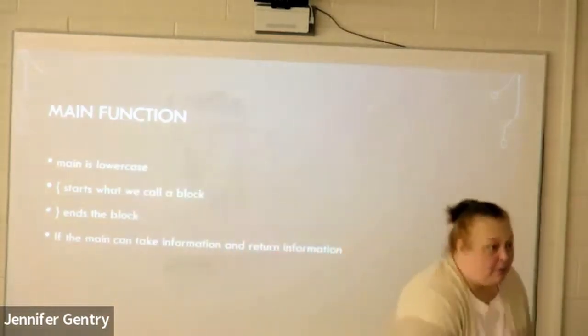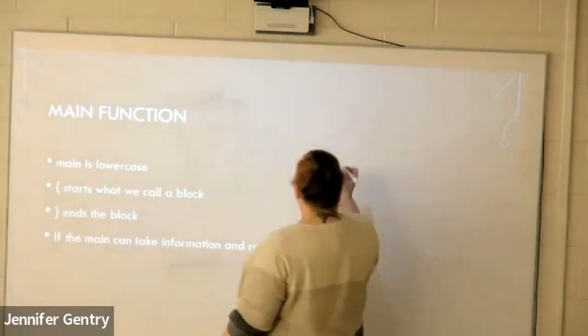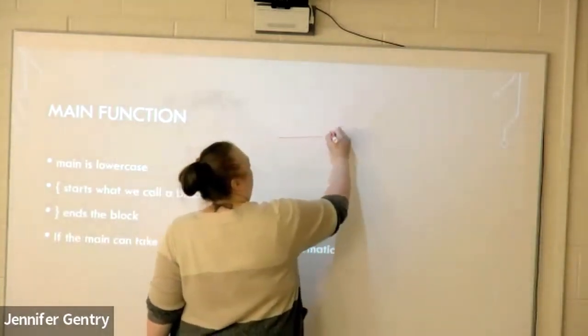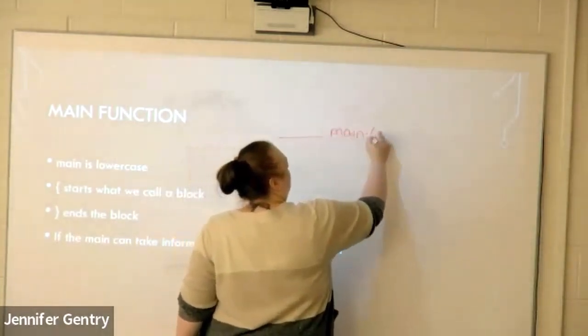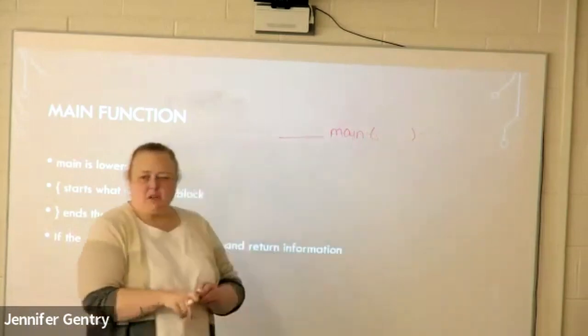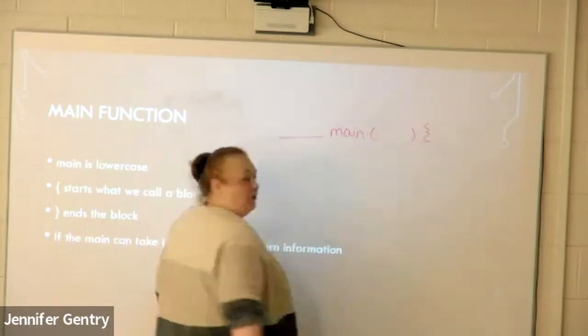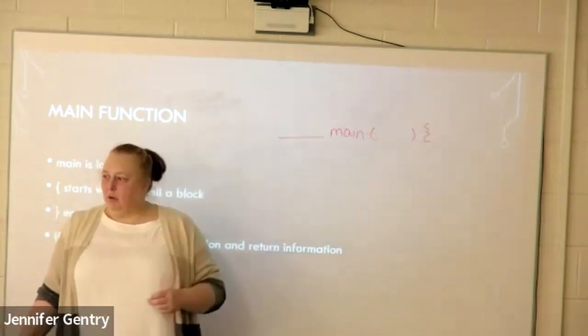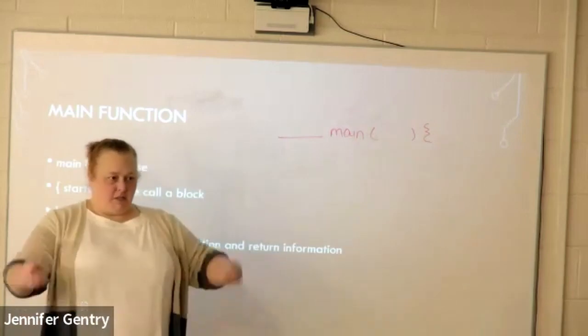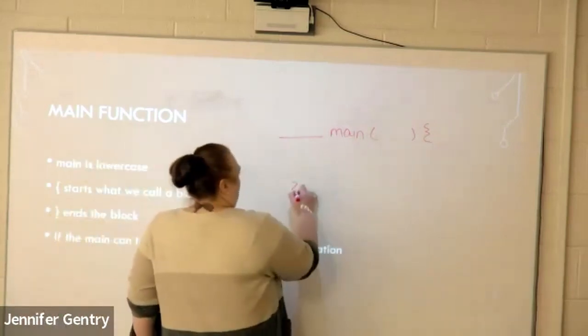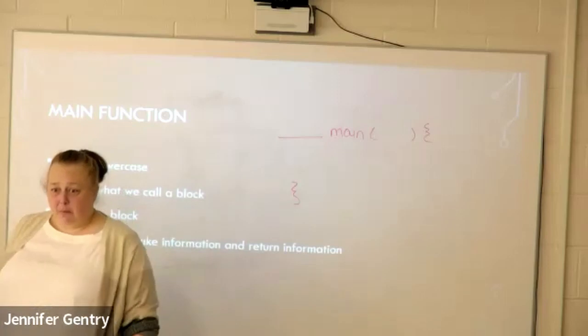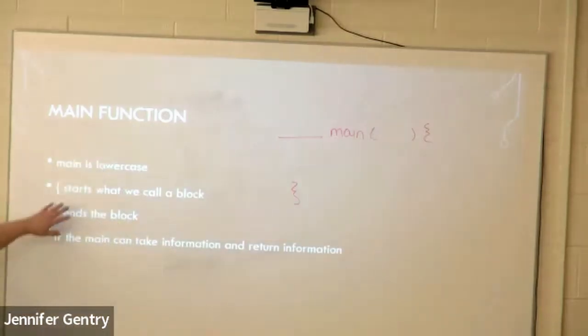And it is followed by what we call a block of code, okay? So typically you will have main in lowercase, then parentheses with something inside. We'll talk about that in just a second. Then we'll have an open curly bracket to tell the computer we're getting ready to give you commands. This is the start of my program. And then we're going to have a closing curly bracket after we're done with everything. So what's in there is what we call a block. Your block starts with a curly bracket and ends with a curly bracket.